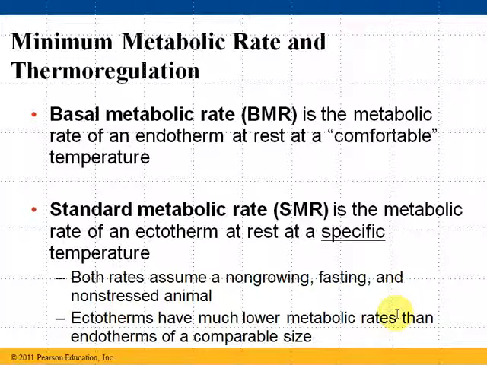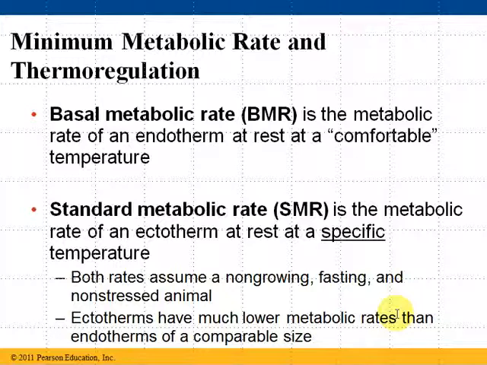So we might be looking at, say, turtles at 90 degrees Fahrenheit, or we might be looking at crocodiles at 82 degrees Fahrenheit, and that would be the standard metabolic rate. That way we can compare between animals' ectotherms if we hold them at the same temperature. Both rates assume a non-growing, fasting and non-stressed animal.